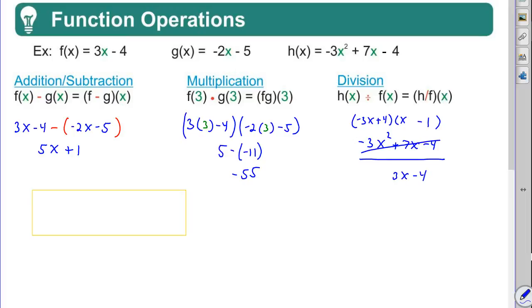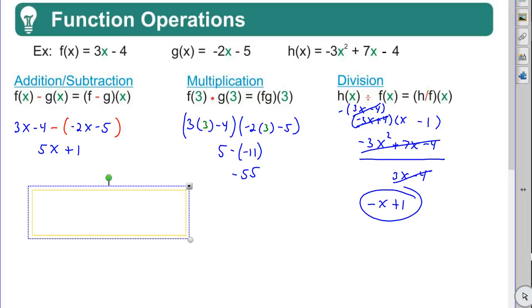Let's see, can I factor? I can factor a negative out of that. Wow, tricky. Let's take a negative out. That'll make this 3x minus 4. Okay, and now that 3x minus 4 reduces. Distribute my negative, negative x plus 1. Awesome. All right, so, but division. Hey, the big idea is it's a function, just divide them.